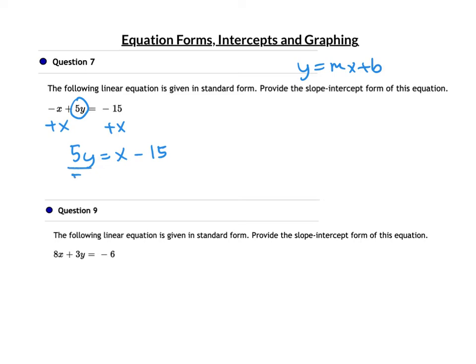Now, I can divide everything by 5. Don't forget, there's a 1 in front of that x. So that's actually a slope of 1/5. So my answer is y equals 1/5 x minus 3.